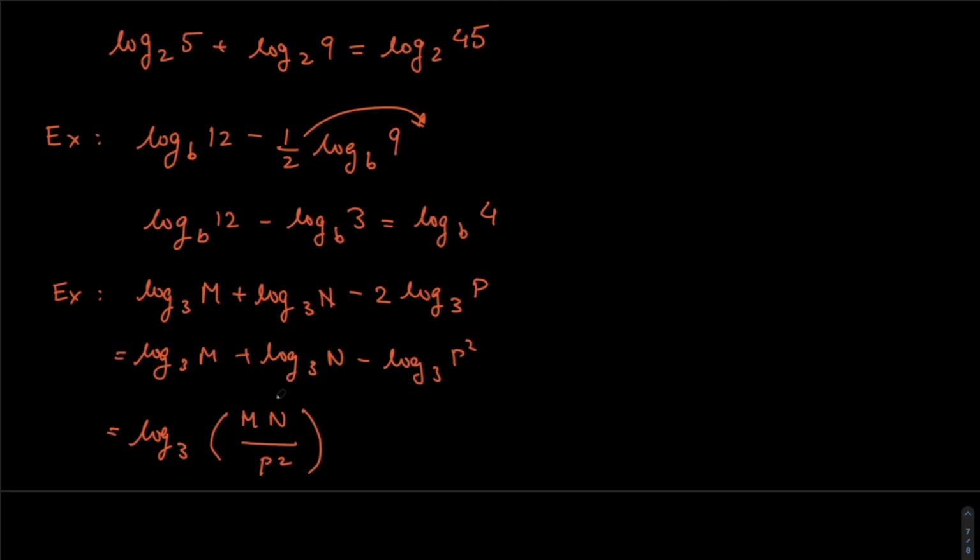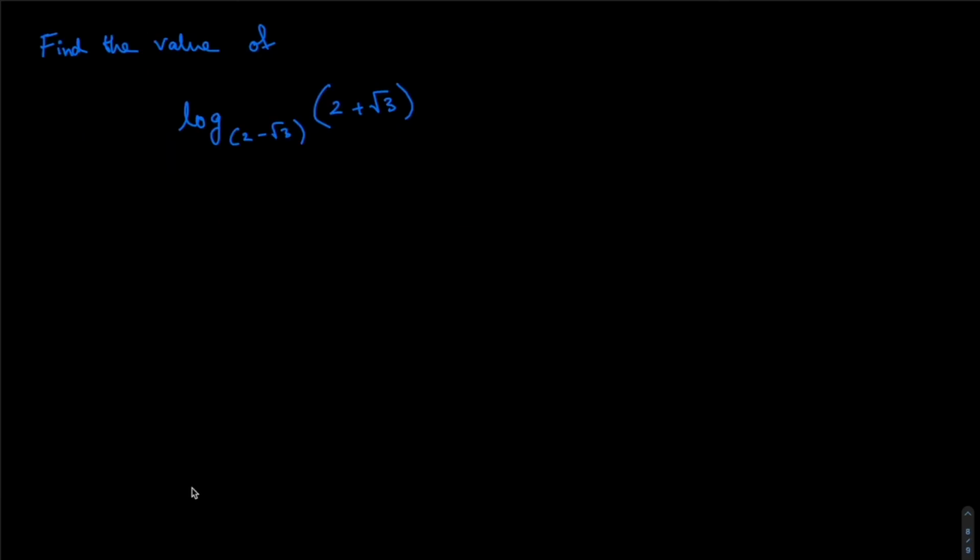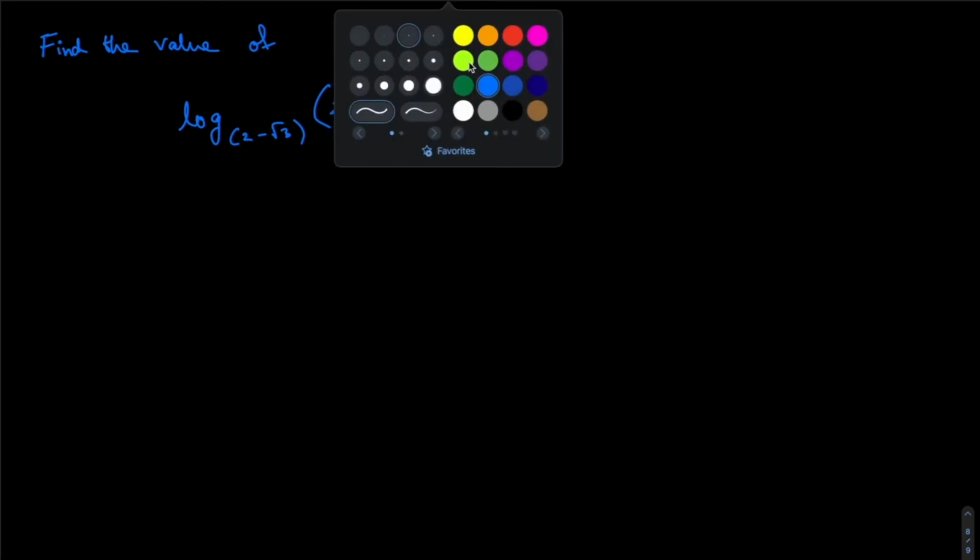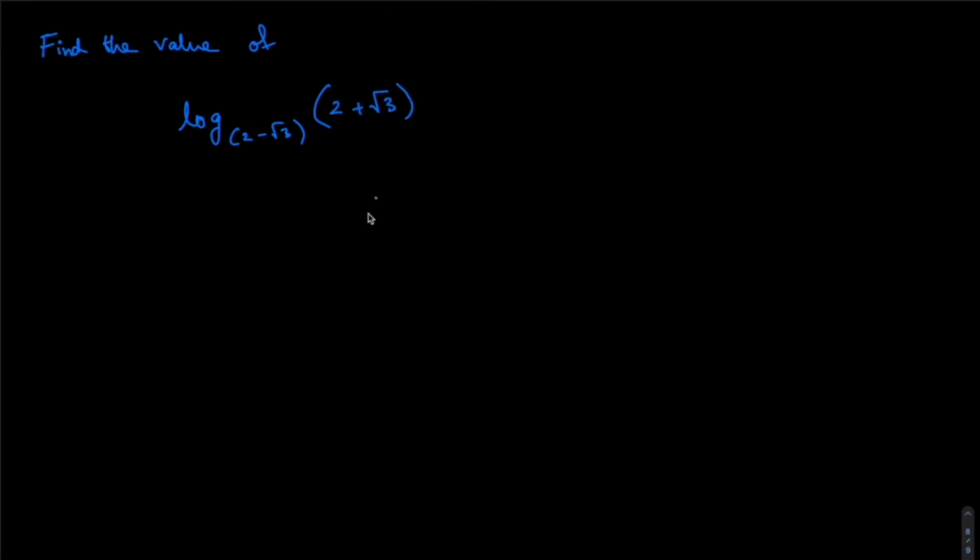So that is how I use my log properties to solve questions. All right, so this is kind of an out of the box question. We have to find the value of log base, whatever we have right here. So how can we start this question? That is the tricky part here. What I'm going to do is multiply and divide by this number right here, because I can see that these are like conjugates. The only difference is the signs in them, they're opposite. One's positive, one is negative.